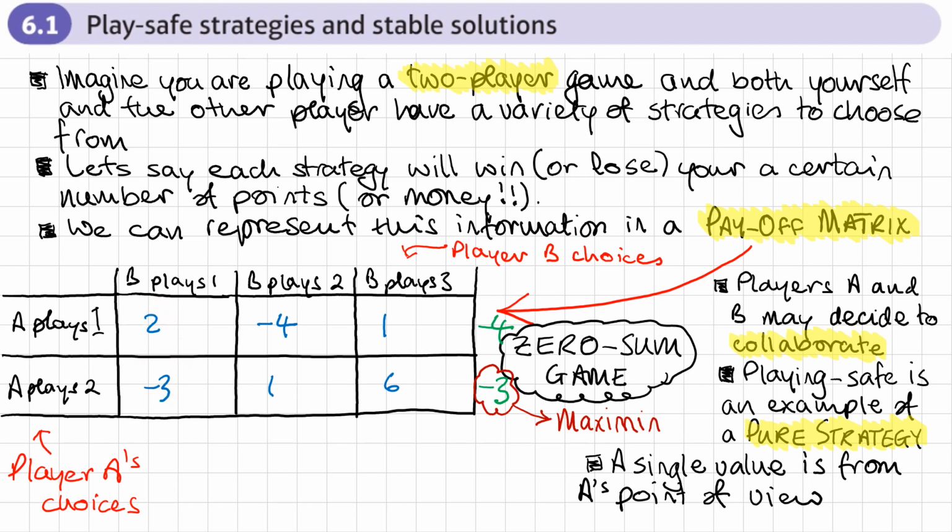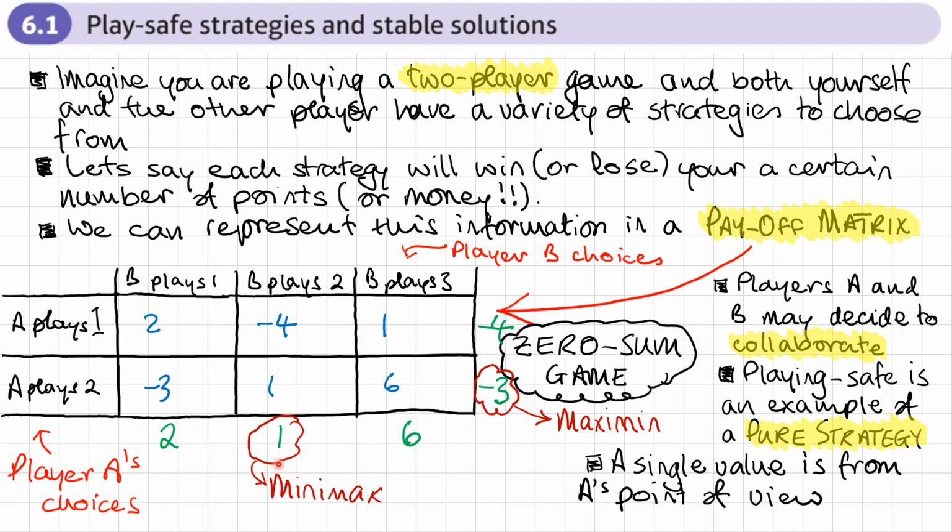So the first one is 2. Second maximum is 1. And last column, the maximum is 6. Now the mini-max of 2, 1 and 6 is 1. So player B should play 2. So what we've got here, this is like B losing 1. This is like B losing 2. This is like B losing 6.